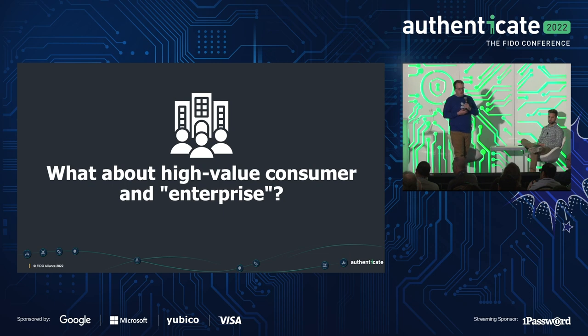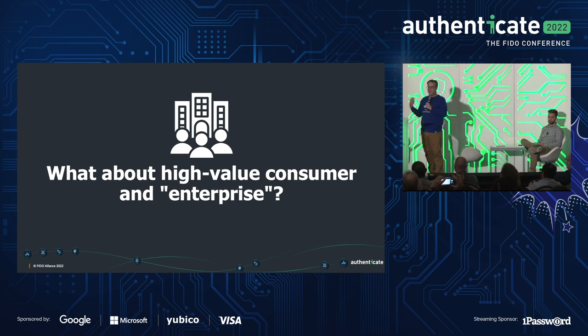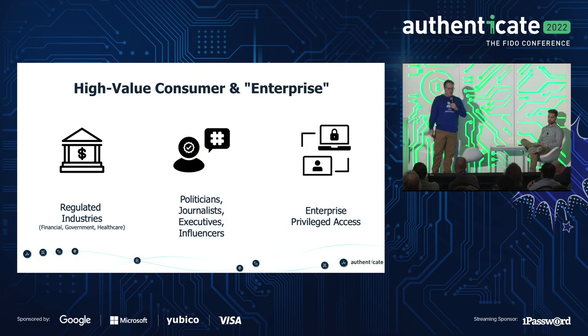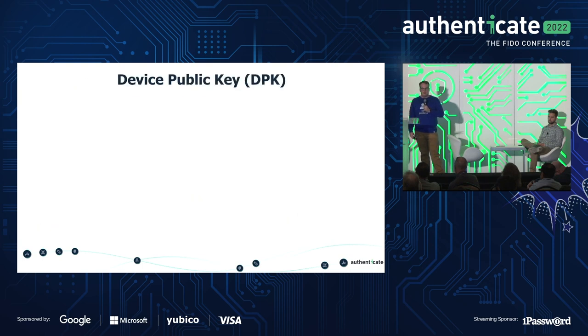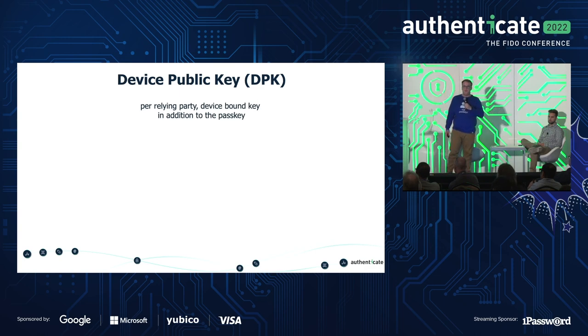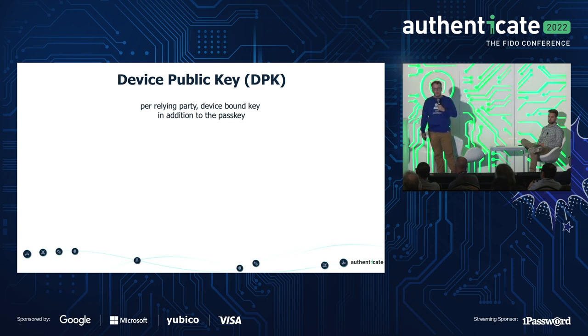What about high value, consumer and enterprise? These passkeys sync, right? They're tied to a consumer cloud account. What about these regulated organizations? What about journalists, executives, influencers, and just traditional enterprise privileged access? This is where the device public key that I mentioned earlier comes into play. This is an extension to WebAuthn, and it is implemented by the platform authenticator. It is a per-relying party device-bound key that is provided in addition to the passkey. It is not an authentication credential on its own. It has to be paired up with a passkey. And it is used for risk analysis.